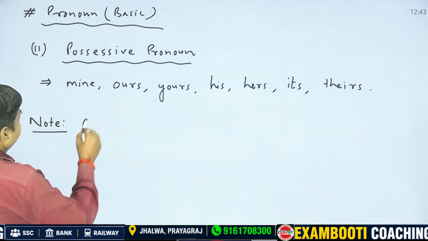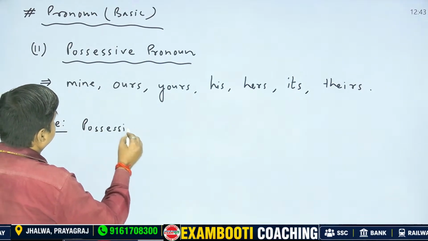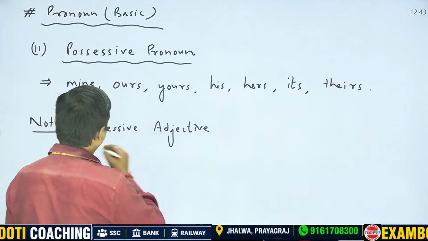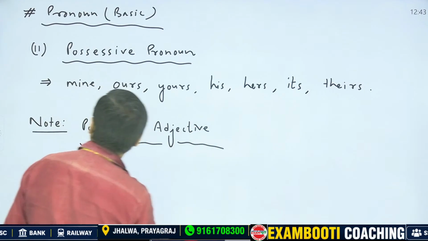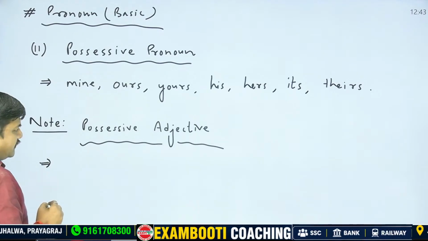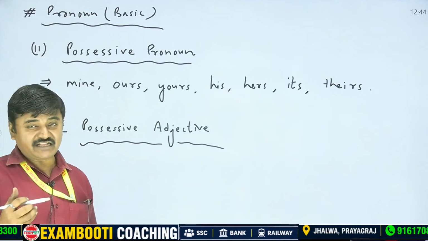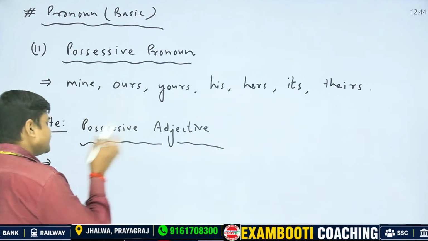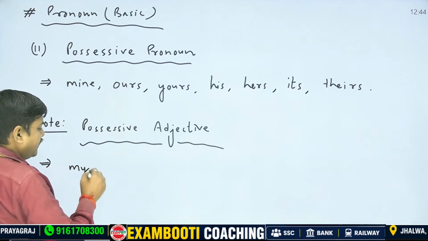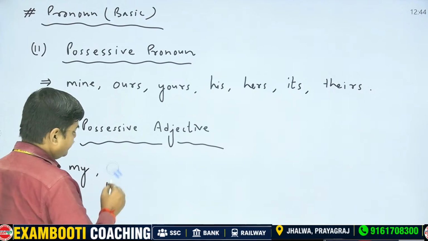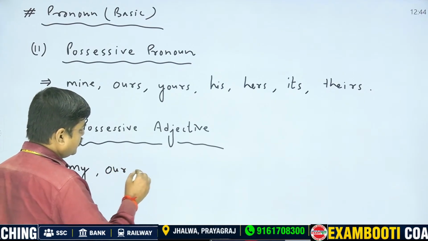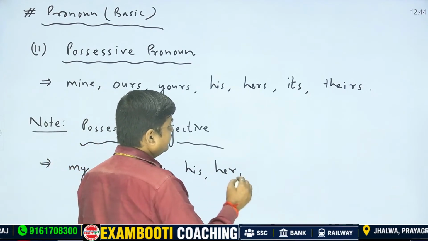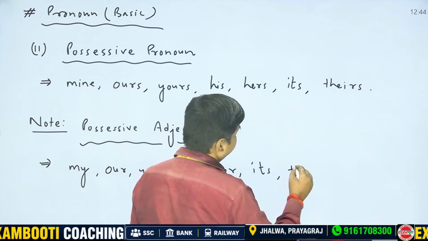Now, important one. By the same name, there is an adjective called possessive adjective. And when we name possessive adjective, these are the words that come under this adjective: my, our, your, his, her, its, their.